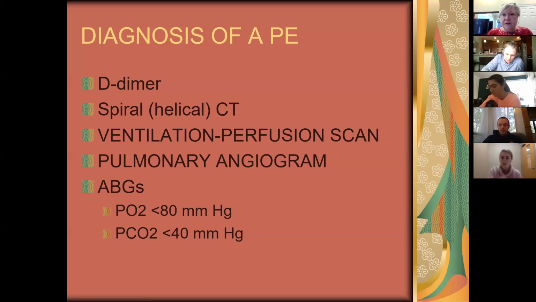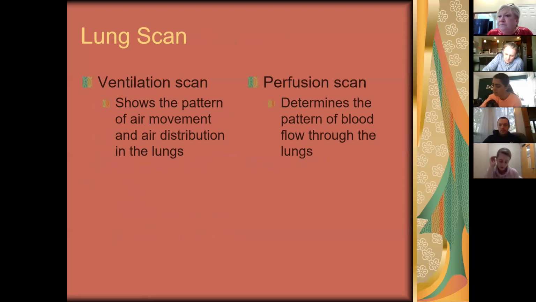I have a question really quick. Sure. So with the VQ scan, they breathe in the isotope and then they scan the lungs, and then they inject the isotope through the vein? Yes. And then they scan them again. The first one, they looked at what happened when they breathed it. The second time they scan them, they're looking at what happened when they injected it. So one is ventilation, that's the V, and one is perfusion, that's the blood vessel, that's the Q. Perfusion is Q. Okay, thank you.